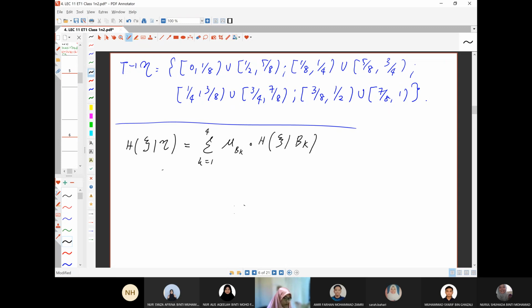Now we use the same elements in eta and also psi, it's easier. We use the same example partition. So first you find what? The conditional entropy of psi with respect to B1. Next, the conditional entropy with respect to B2, then with respect to B3 and with respect to B4.